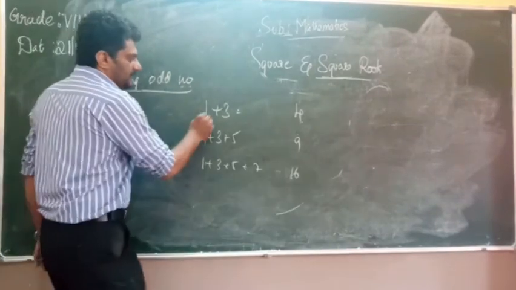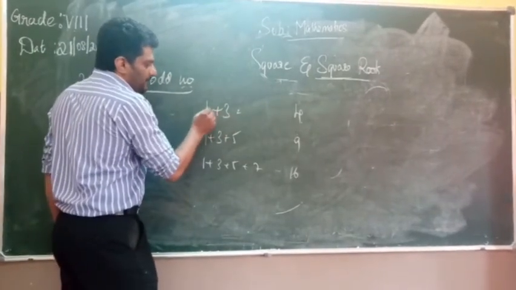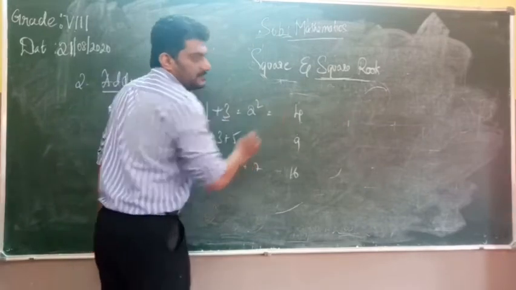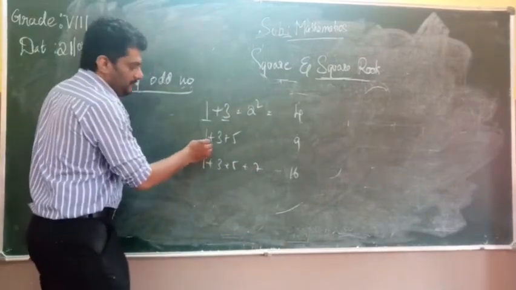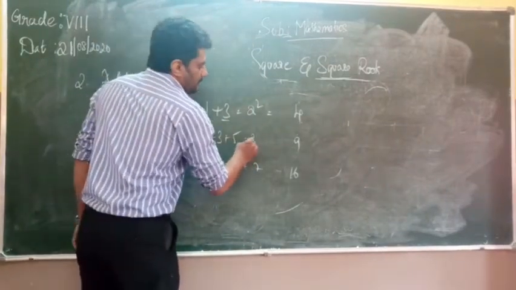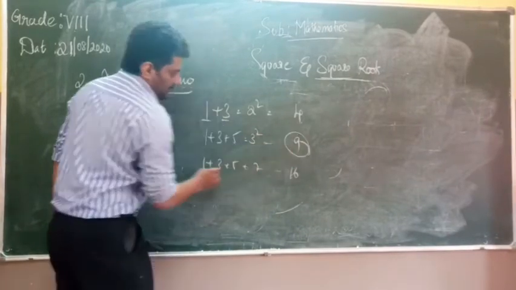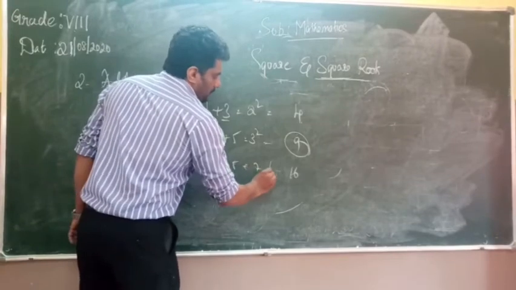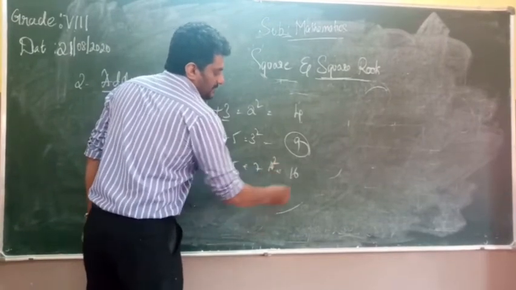Here, how many numbers do we have? 1, 2. I can write 2 squared is equal to 4. How many numbers do we have here? 1, 2, 3. 3 squared, 9. How many here? 1, 2, 3, 4. 4 squared is equal to 16.